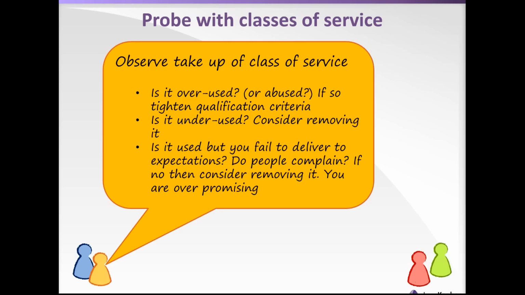If they're complaining, hey, you promised us 20 days and you didn't deliver it, then that's a good indicator that they probably needed the 20-day SLA. If on the other hand they're not complaining, you made a delivery, it was late against the SLA but there was no complaint, that's probably an indication that the 20-day SLA was over-promising, that you can change the class of service and you can turn it down.